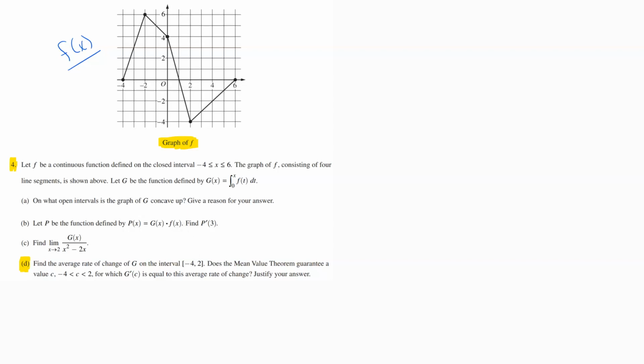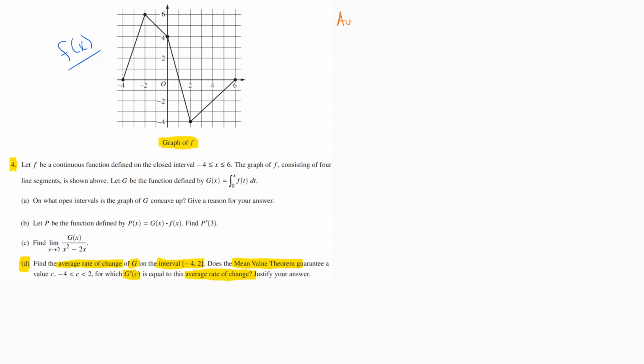So what they want here on D is they want us to find the average rate of change of g on this given interval right here. That's the first thing they want us to do. Then there's a second portion that wants to know if the mean value theorem is going to guarantee that there is a point where the derivative value will equal that average rate of change that we get from part 1. Well, let's first go find our average rate of change, and then after we do that, we'll talk about whether or not the mean value theorem applies here.